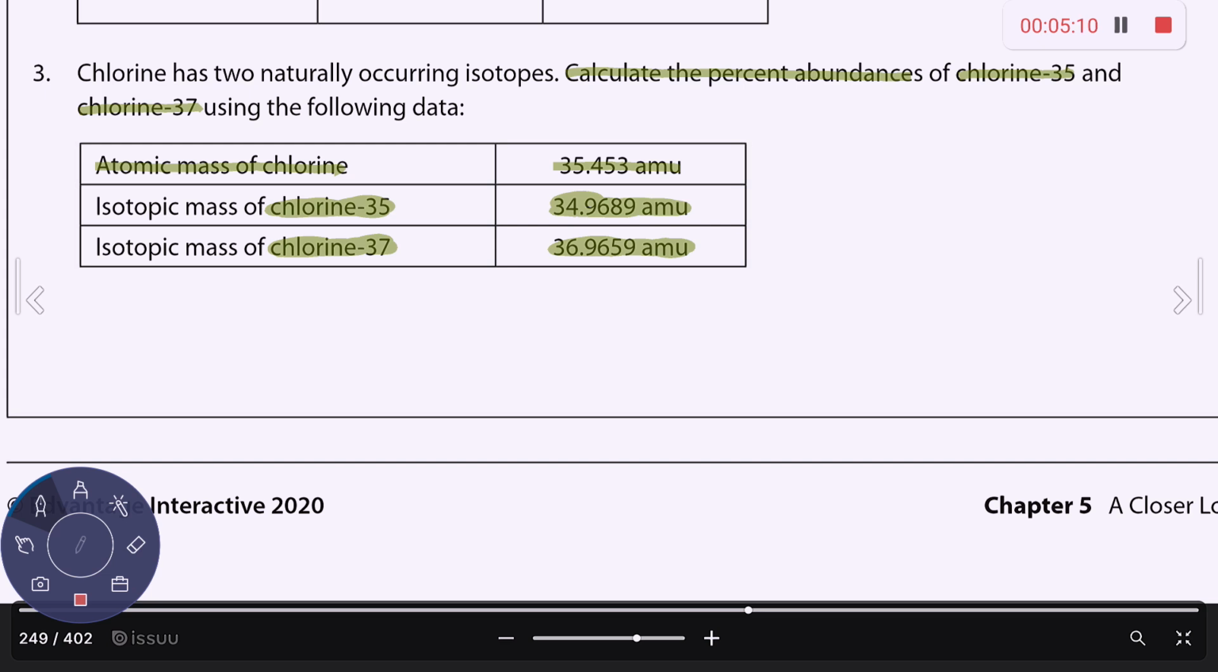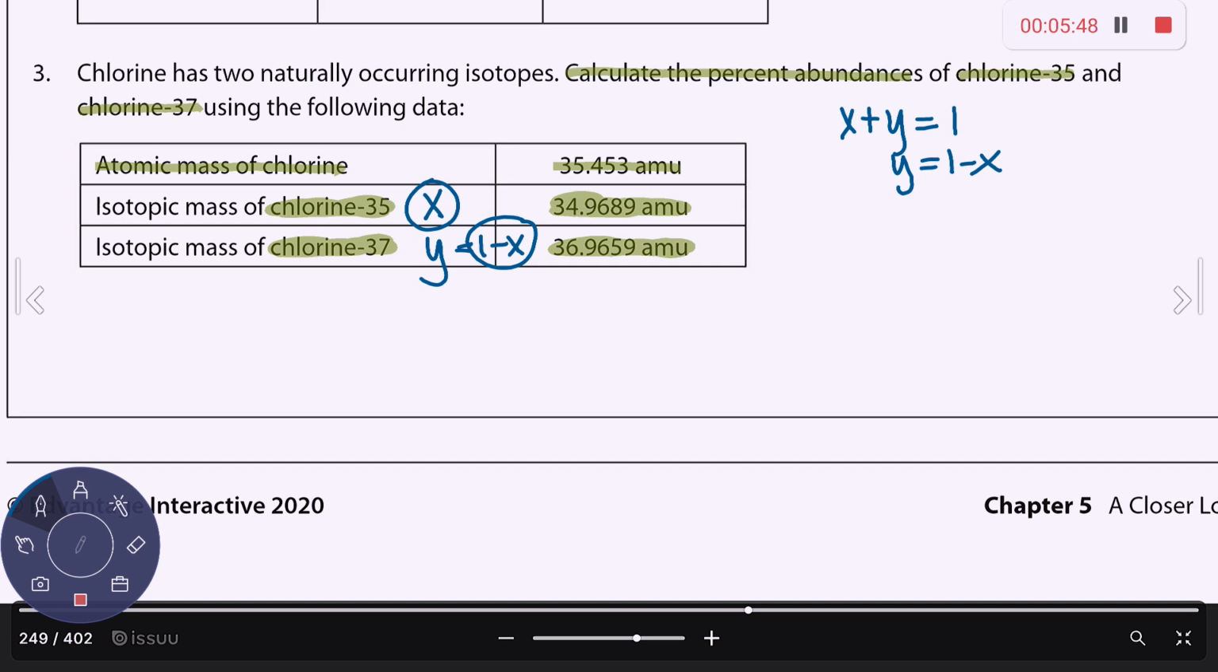So we would assign a variable for chlorine-35. I'm going to label it as X, and the other one should be Y, but we can only have one variable in our equation. X plus Y should add up to 1 if I think of them as the decimal version of the percent abundances. That means Y would be 1 minus X. I'm going to use this when I attempt to solve for their percent abundances.